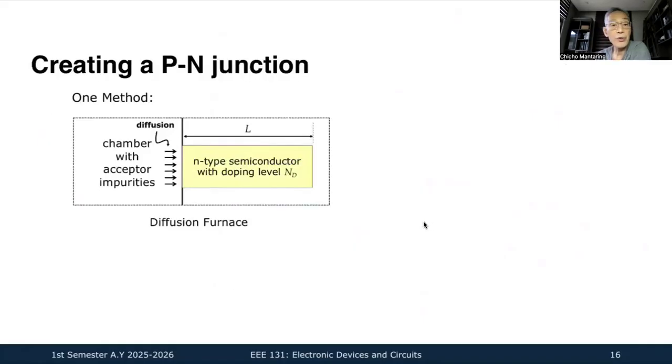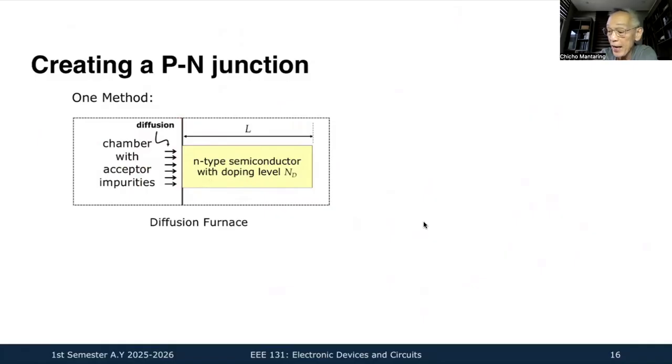So this is how you might be able to create a PN junction. One of the ways. It is not the only way. Starting point can be an N-type. You put this in a diffusion furnace, and one end of the N-type you expose to acceptor impurities in gaseous form, at very, very high temperature.